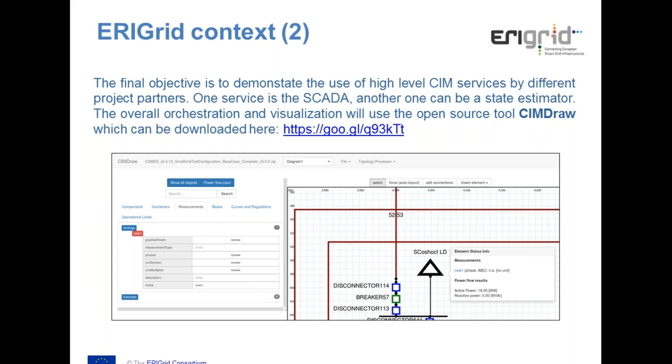And then, in order to show how this interface can be used, a demonstration graphical user interface has been integrated with this SCADA service. By using this tool, which is also open source from the link you can see here, you can, in principle, define CIM networks in a graphical way, as you can see here, and also connect to the CIM SCADA developed in ERIGrid. Of course, to do this, you need to have the proper cybersecurity permission. So what you can test in the open source product is just the drawing of the CIM network.